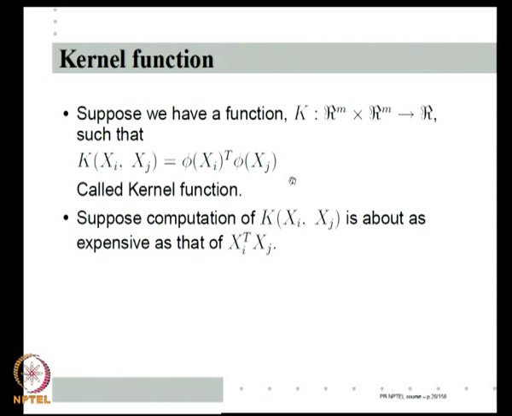What we mean is that phi might be a very expensive function. Phi of x_i might be a 10,000 dimensional vector, whereas x_i is only a 100 dimensional vector. In that sense, phi of x_i transpose phi of x_j might be 100 times more expensive than x_i transpose x_j, because x_i transpose x_j involves only 100 multiplications, whereas phi of x_i transpose phi of x_j may involve 10,000 multiplications. By saying that there exists a kernel function, we mean that the computation of k(x_i, x_j) is roughly about as expensive as the computation of x_i transpose x_j.